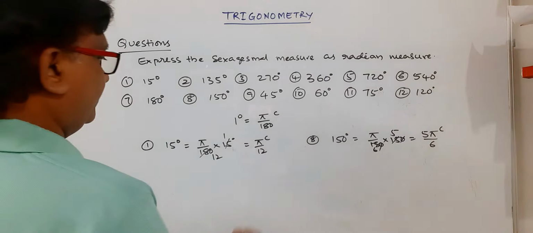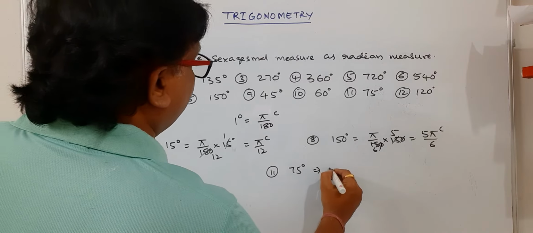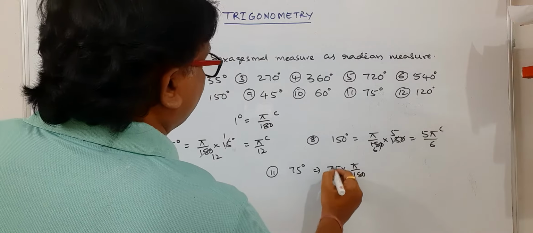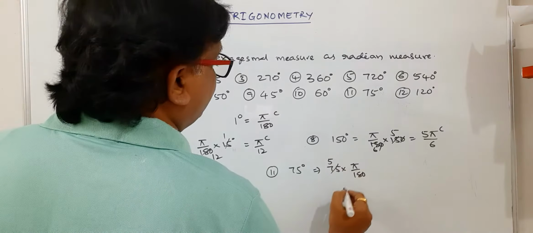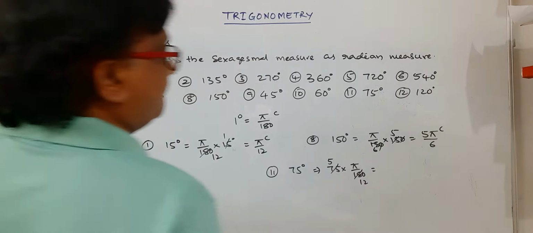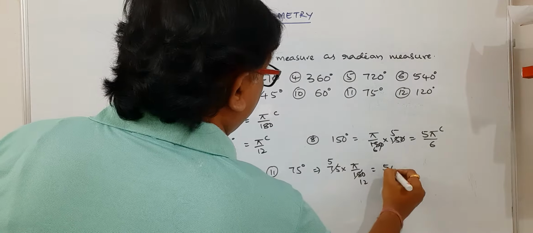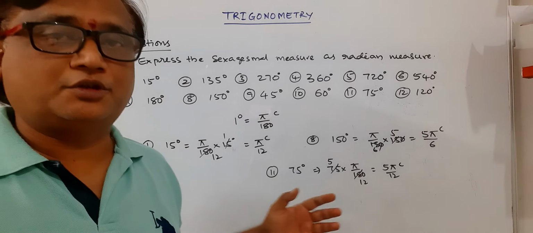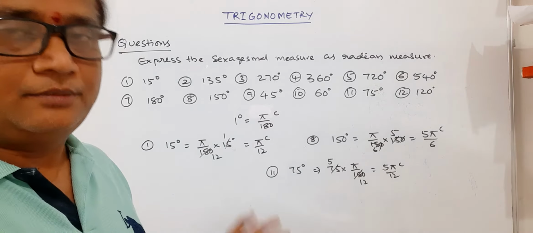If you take 75 degrees, the 11th question, 75 degrees means 75 into pi by 180. So this is 15 fives are 75, 15 twelves are 180. So 5 pi by 12 radians. You can practice the remaining questions. Pause the video, write down all the questions and practice.